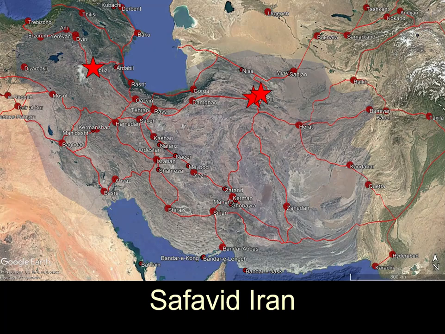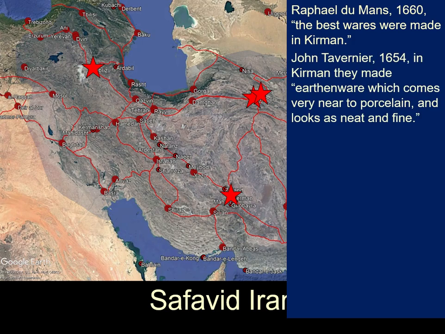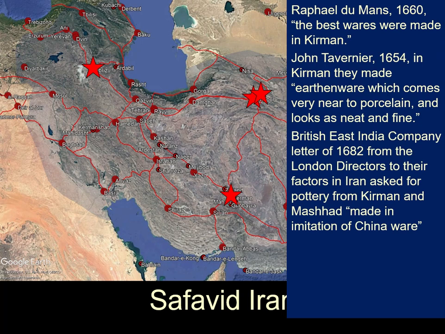One of these was Raphael Damas, who said in 1660 that the best wares are made in Kerman. John Tavernier in 1654 said, "In Kerman they make earthenware which goes very near to porcelain and looks as neat and fine." A British East India Company letter of 1682 asked for pottery from Kerman and Mashhad, made in imitation of China ware. So Mashhad must have been quite important again.